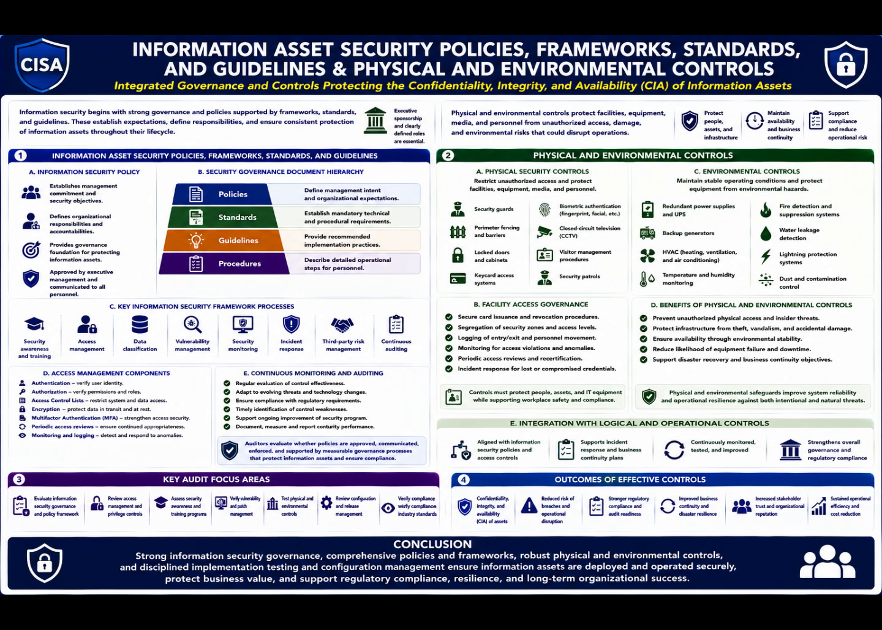An effective information security program begins with a comprehensive information security policy approved by executive management. The policy establishes management commitment, defines security objectives, assigns organizational responsibilities, and provides the governance foundation for protecting information assets throughout their lifecycle. Executive sponsorship and clearly defined security roles are essential because security responsibilities must be understood and consistently executed across the organization. The security policy is supported by a hierarchy of governance documents.